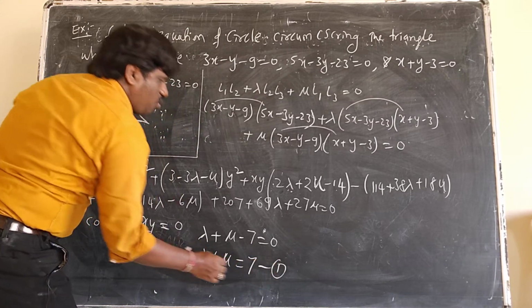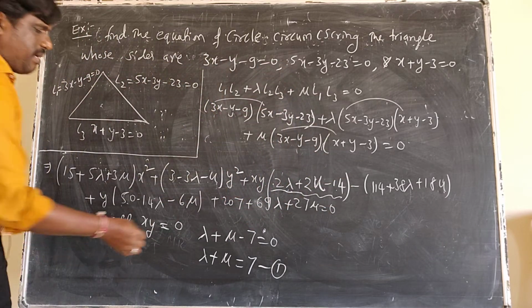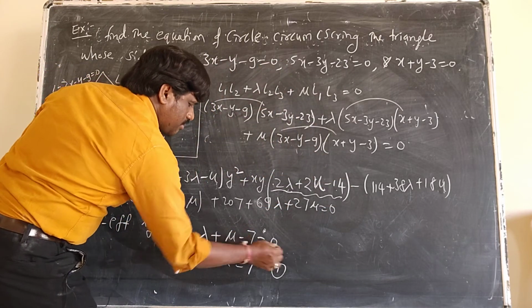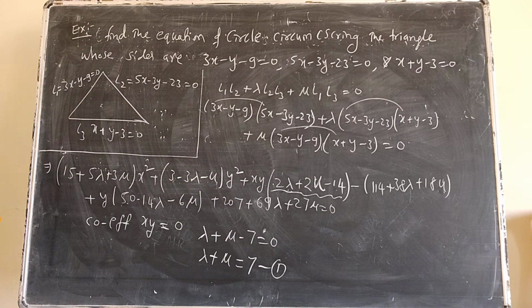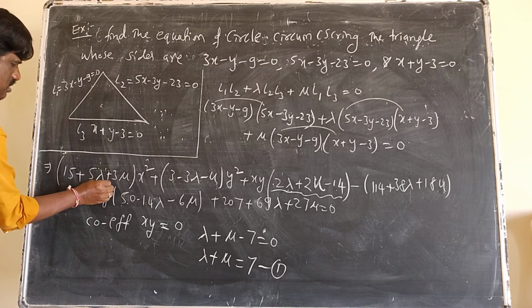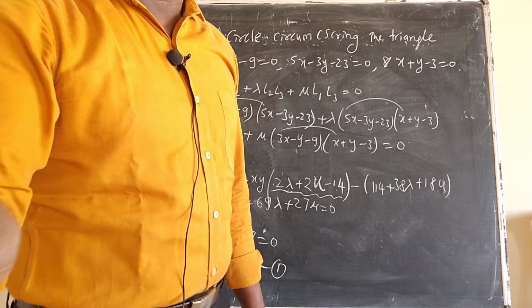This is one equation. Coefficient of xy I made it 0. I divided by 2 on both sides because I have 0, and 0 by 2 is 0. So the coefficient of xy is made 0, I got it. Now what I will do here: coefficient of x square equal to coefficient of y square. I will get one more equation, you solve both and you will get the answer, that is your requirement.